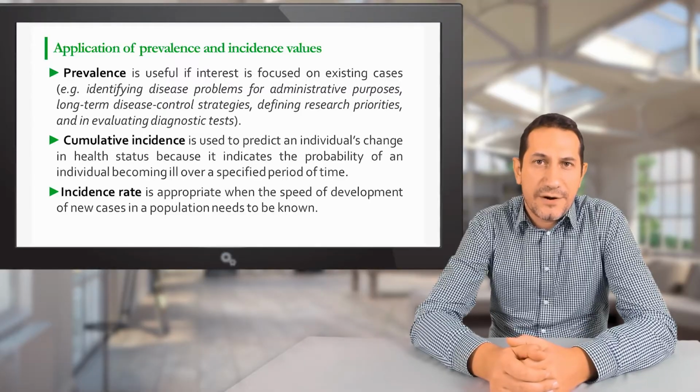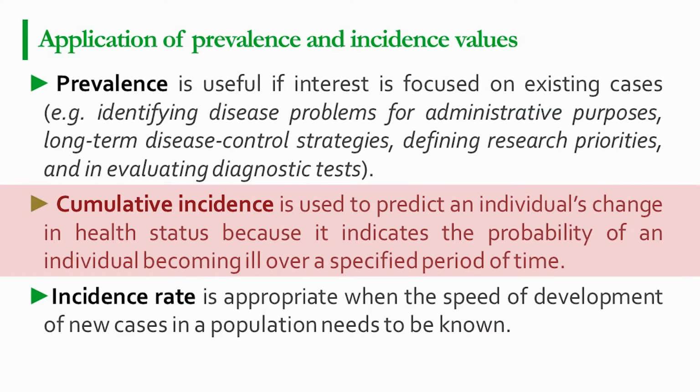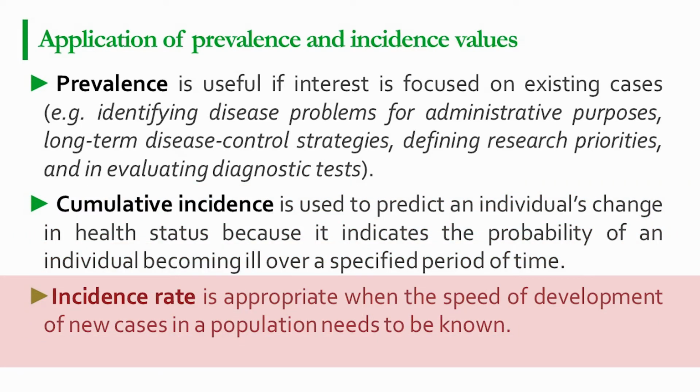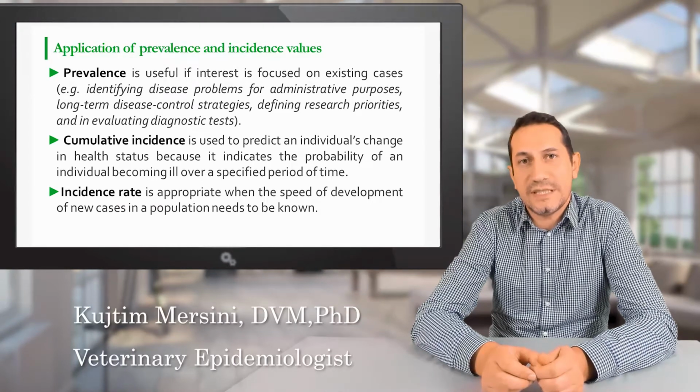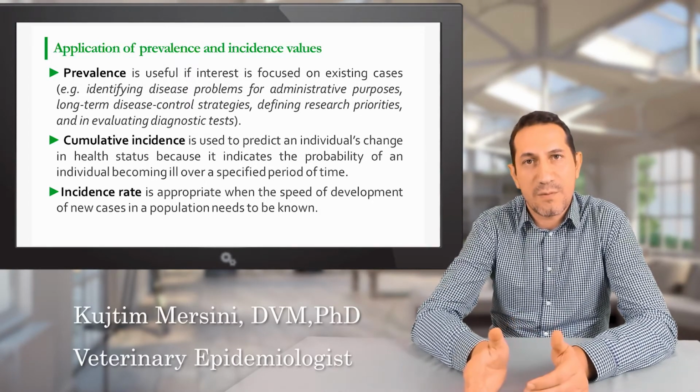Cumulative incidence, on the other hand, is a measure of risk, and it's used to indicate the probability of an individual becoming sick during a period of time. While the incidence rate is not directly interpreted at an individual level, it is appropriate when the speed of the development of new cases, so the speed of propagation of a disease, needs to be known. This is very important when we deal with new diseases, when we want to know how fast they are moving.